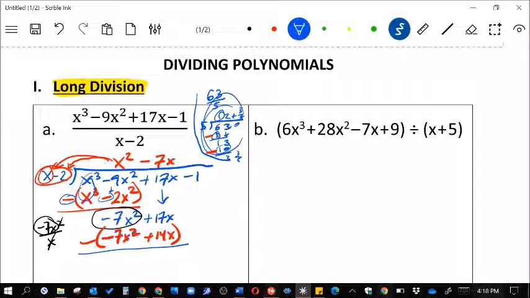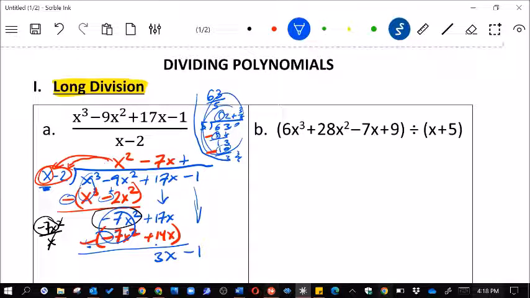But when I subtract this, this becomes plus here and that goes away, but then it's 17 minus a positive 14. So it's 17 take away 14, which means it's 3x. 17x take away 14x gives us 3x. And then I'll bring that negative 1 down. And we repeat this. What do I do to the x to make it a 3x?